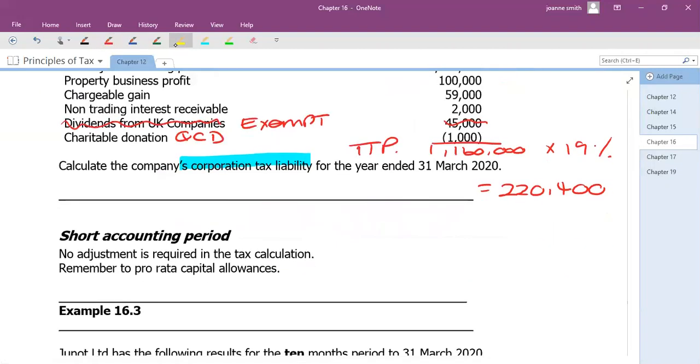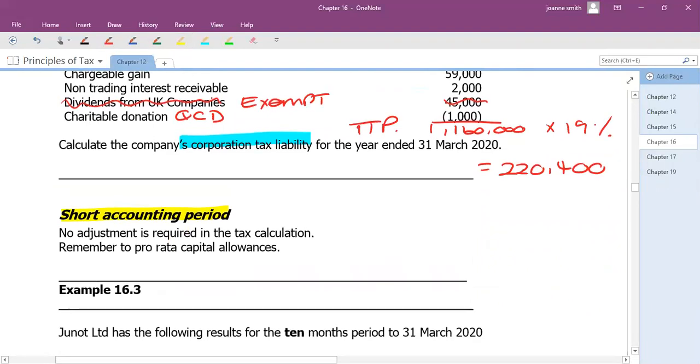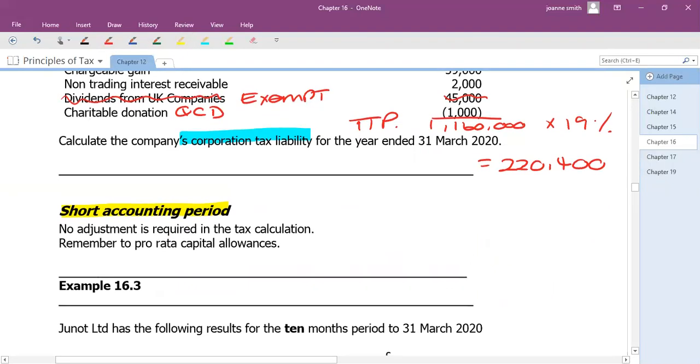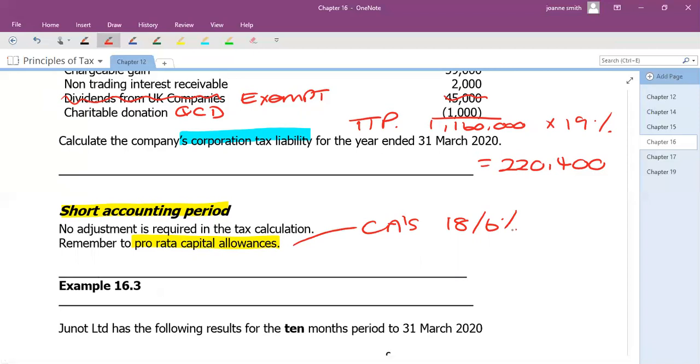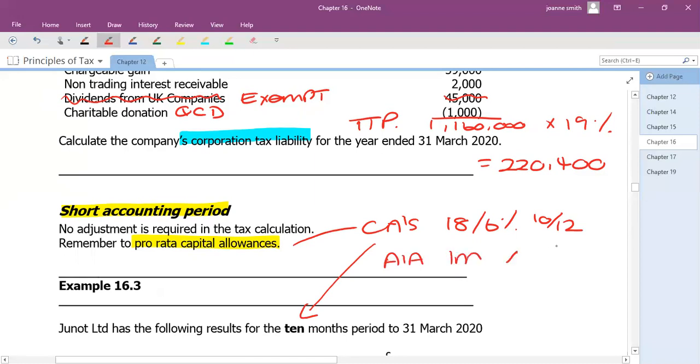Now, underneath, there's a little section on short accounting periods. Basically, we don't need to worry about anything when it's a short accounting period, apart from prorating your capital allowances. So when you work out your capital allowances, whether it be your 18 or your 6%, you've just got to say, well, that's for a year. So if I've got a short period of accounts, like this one here is for 10 months, I would do 10/12 of that. So you'd work out 18 or 6%, depending on what pool you're looking at, and work out 10/12. And then you've got that annual investment allowance of £1 million, which you also need to prorata. Apart from that, it's exactly the same.